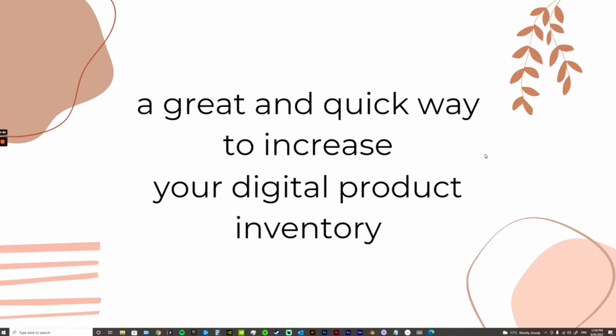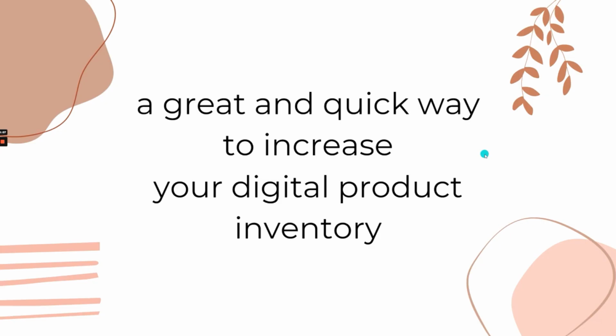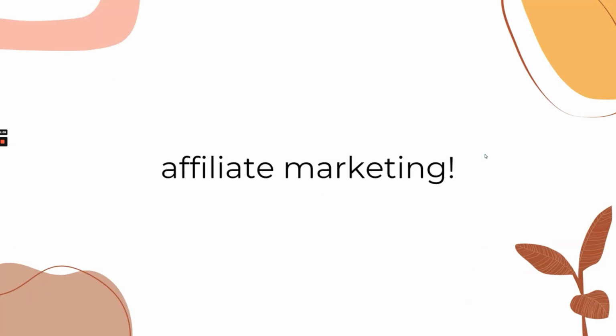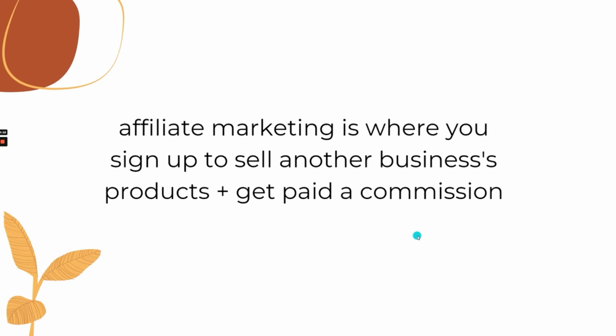So what is a great and quick way to increase your digital product inventory? So basically, how many products you have to offer and sell. The answer is affiliate marketing. If you haven't heard of this before, affiliate marketing is basically when you sign up to sell another business's products or services or software, and you get paid a commission on whatever you sell.